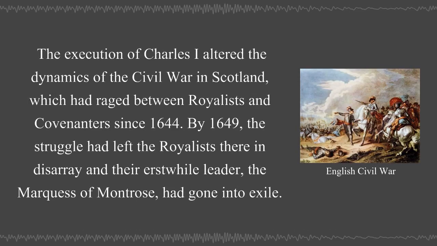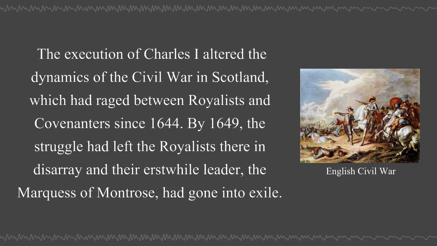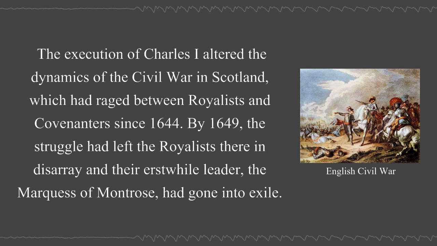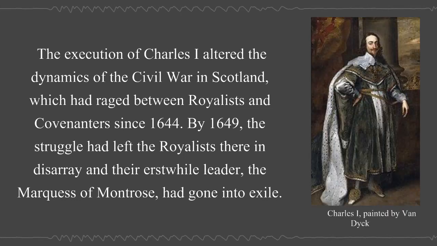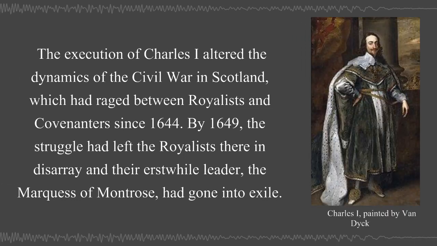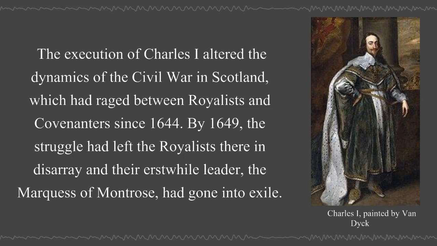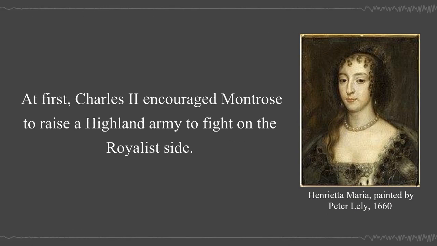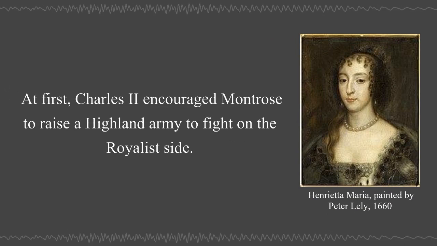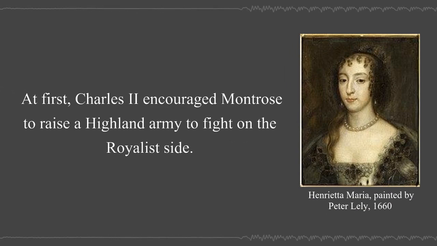The execution of Charles I altered the dynamics of the Civil War in Scotland, which had raged between Royalists and Covenanters since 1644. By 1649, the struggle had left the Royalists there in disarray, and their erstwhile leader, the Marquis of Montrose, had gone into exile. At first, Charles II encouraged Montrose to raise a Highland army to fight on the Royalist side.